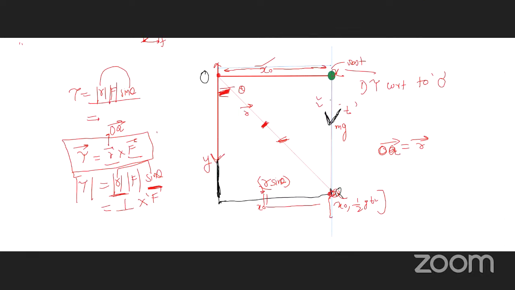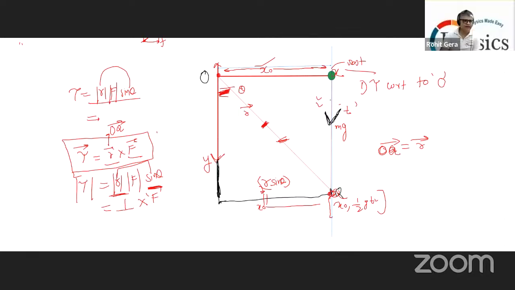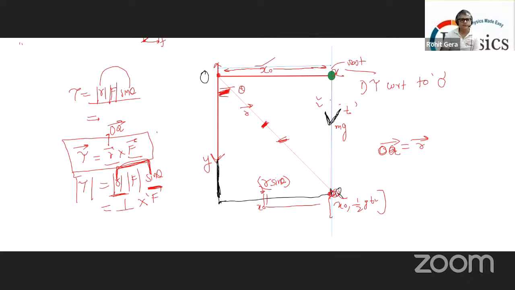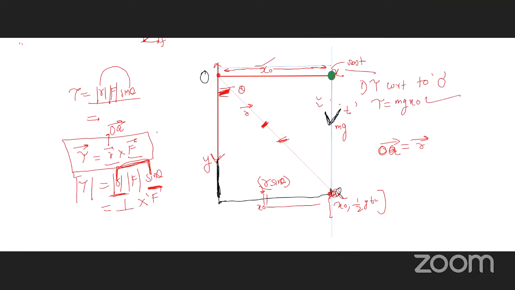Yes, so r sin theta is the perpendicular part of r, which is perpendicular to the line of action of force. mg x naught. Now tell me its direction in vector form. Okay, let's stick with this; you worry about only the first part. So this is correct. Did you understand this or not? No, this is clear to you, right?